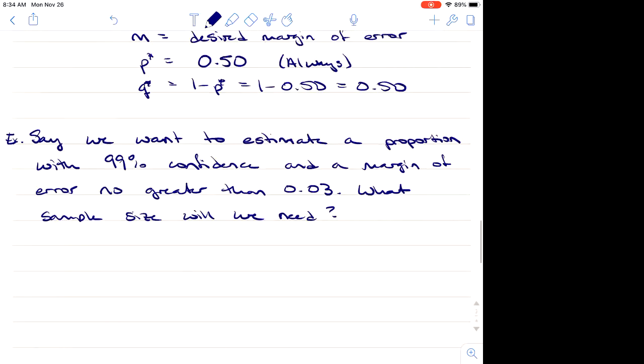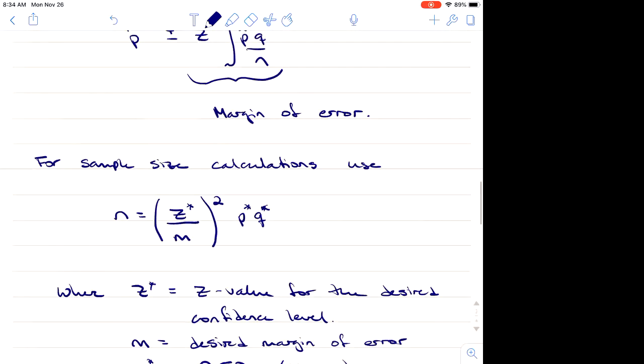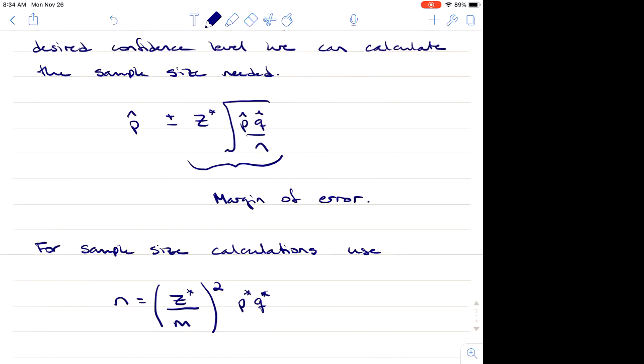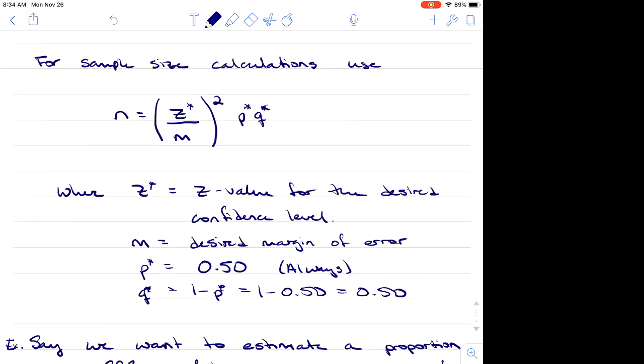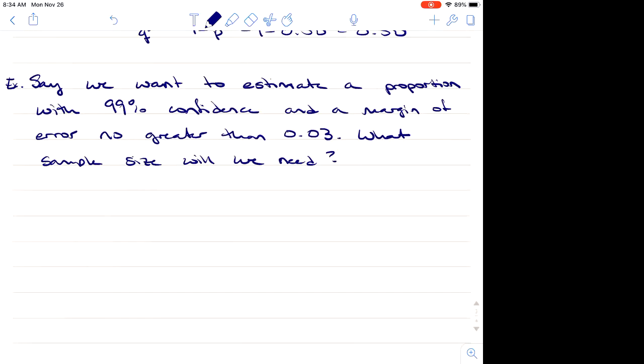We could start by saying I know my margin of error is this plus minus chunk, and then morph it into a calculation for n, or we'll just jump right in and use the n formula. But I want you to see that you don't actually need this n formula, but I give it to you anyways. N is Z star over M squared times P star Q star.